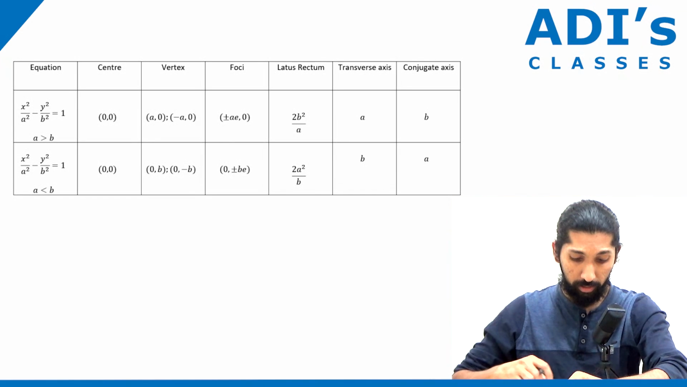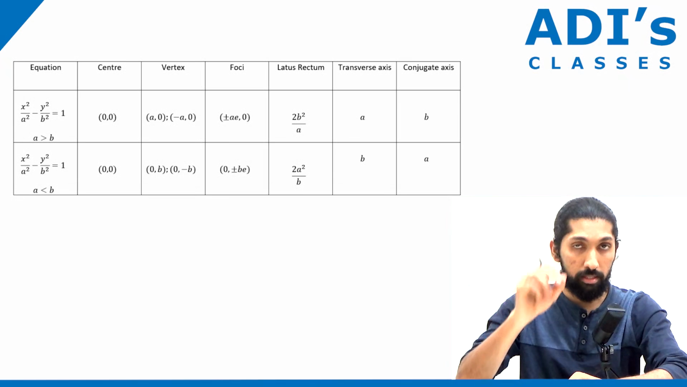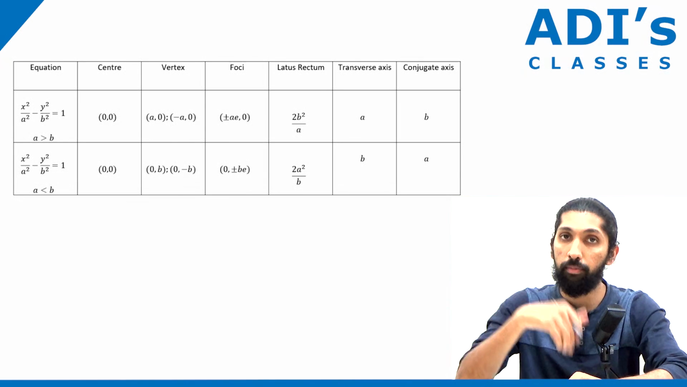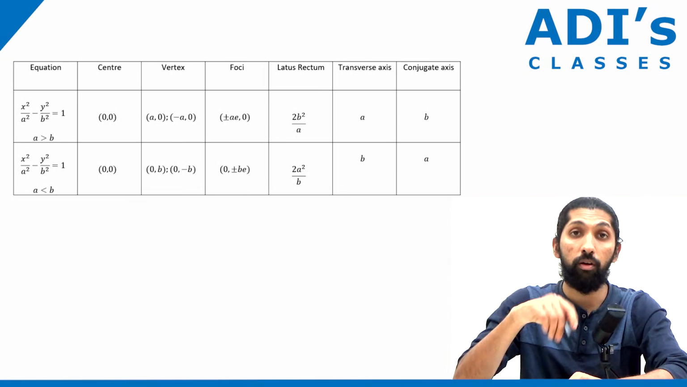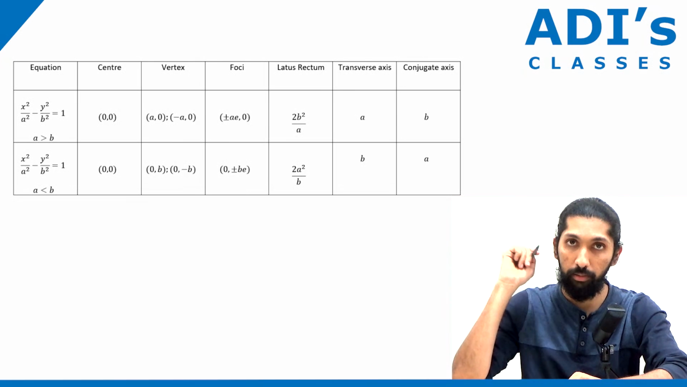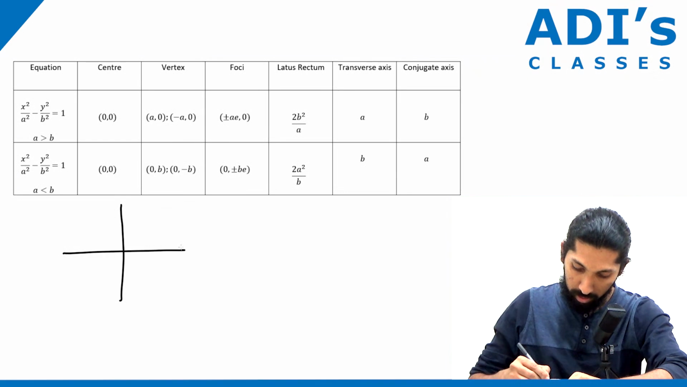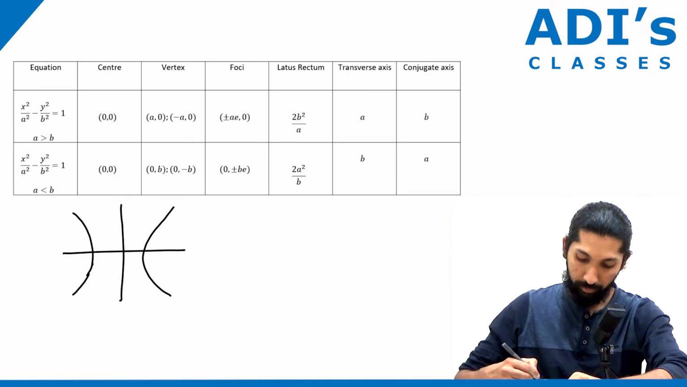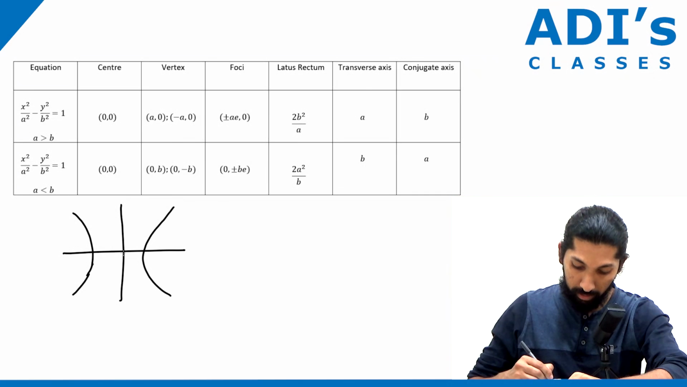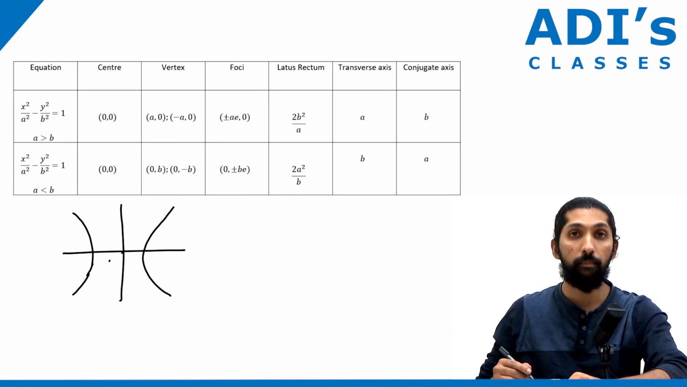So in hyperbola, see the equation. These are the equations. x square by a square minus y square by b square is equal to 1 is one of the hyperbolas, what we call a transverse hyperbola. And the transverse hyperbola looks something like this, where the x-axis is the axis of symmetry, isn't it? So the center is 0, comma 0.